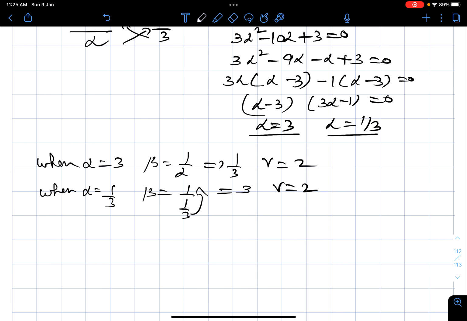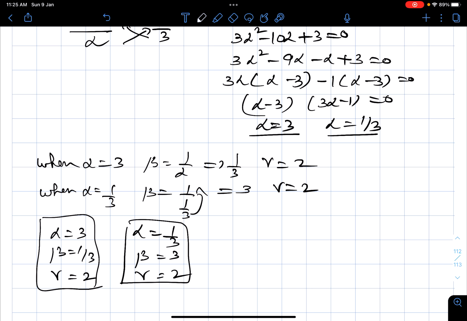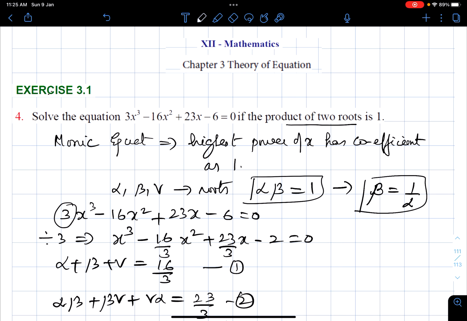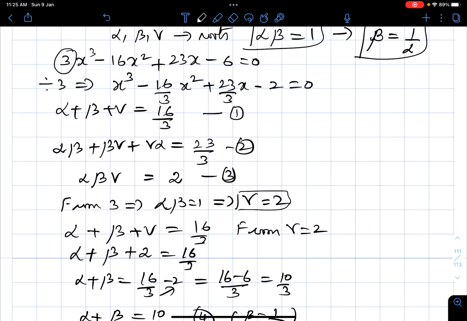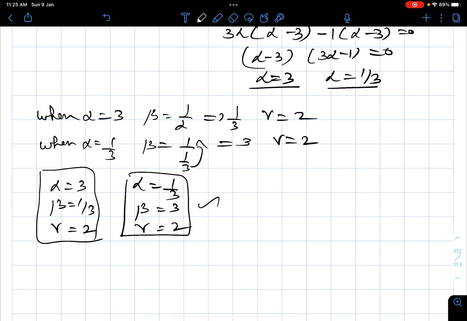So what are the roots? We are getting two sets of roots. Alpha equal to 3, beta equal to 1 by 3, and gamma equal to 2. And another set of roots: when alpha equal to 1 by 3, beta is going to be 3 and gamma equal to 2. So you are going to get two sets of roots for the given equation. That is what they have asked us to find out: solve the equation if the product of two roots is 1. We have got all the three roots, okay. So this is the answer we have got. Okay. Thank you.